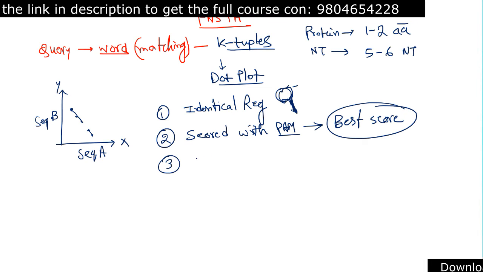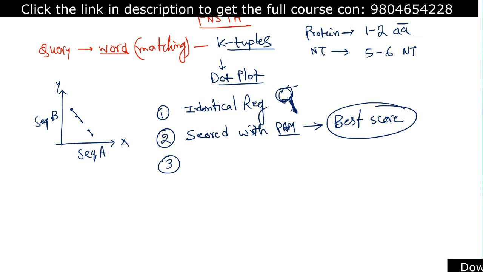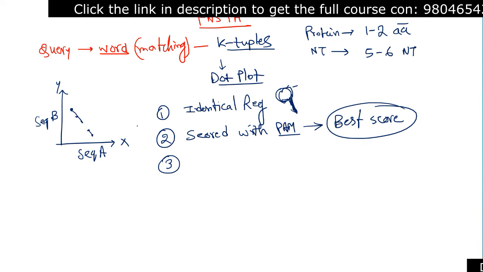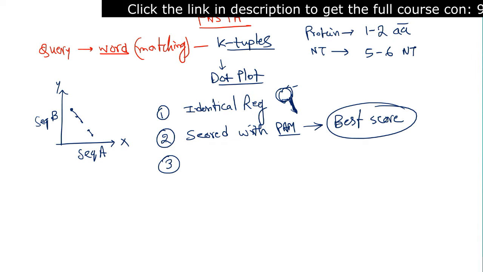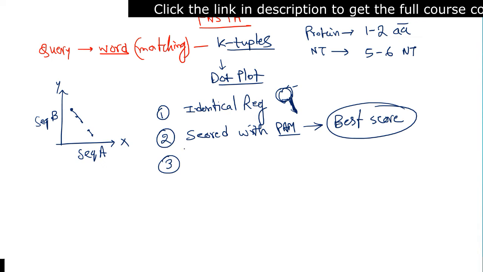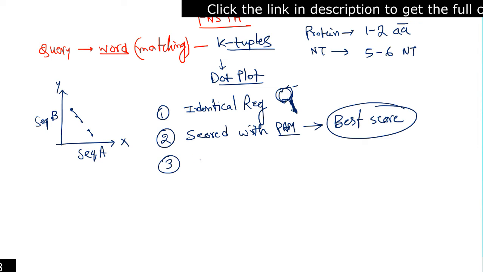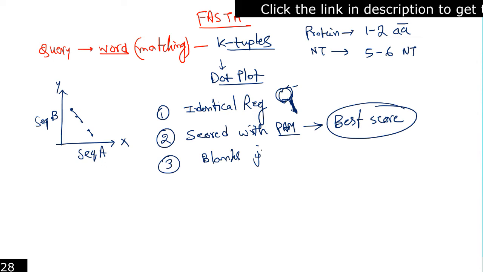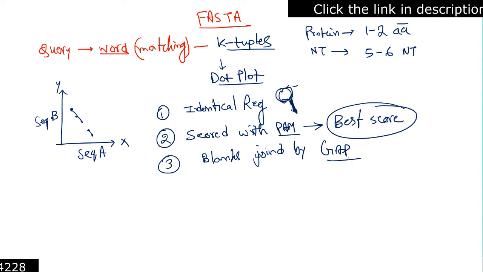Then what else do we have? Segments are joined by gaps, and such a gapped alignment score is known as initn. Okay. So what we'll do: the blanks are joined by the gap, and we get a gapped alignment score.